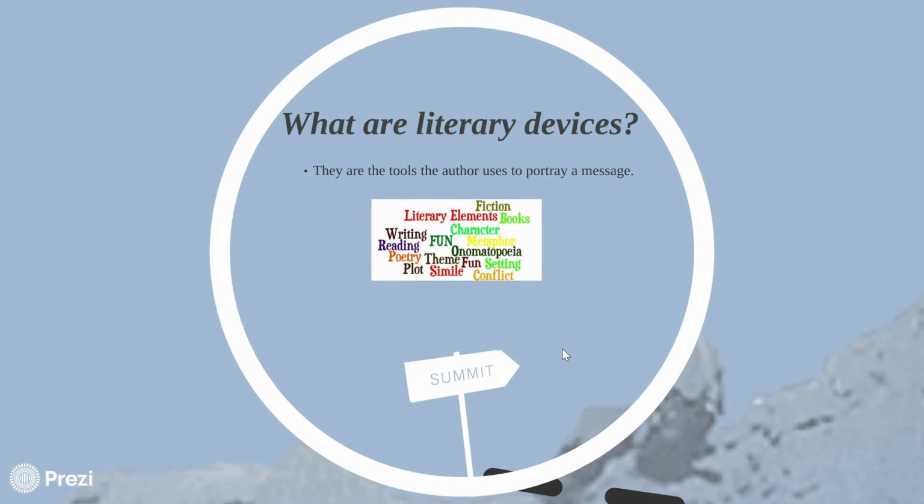So you may be asking yourself, what are literary devices? They are the tools the author uses to portray a message. If an author doesn't use literary devices, generally his story or her story is going to be quite poor. So they need to have literary devices in their story to make it exciting, interesting, and engaging.